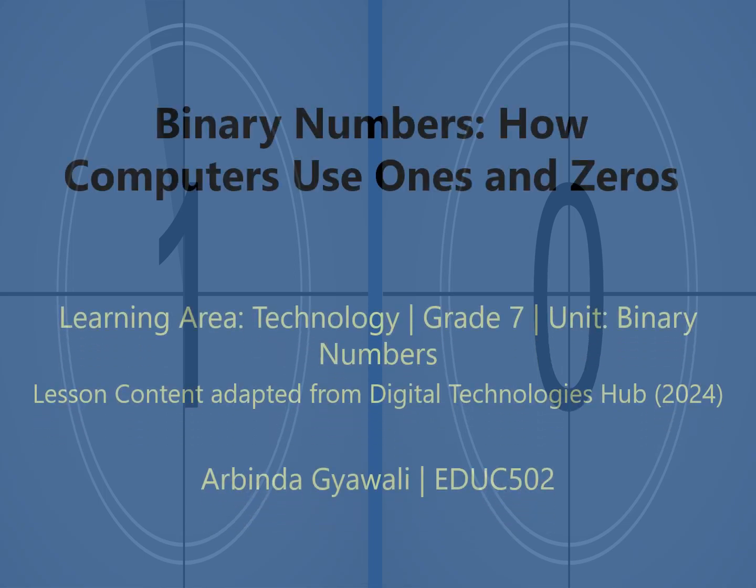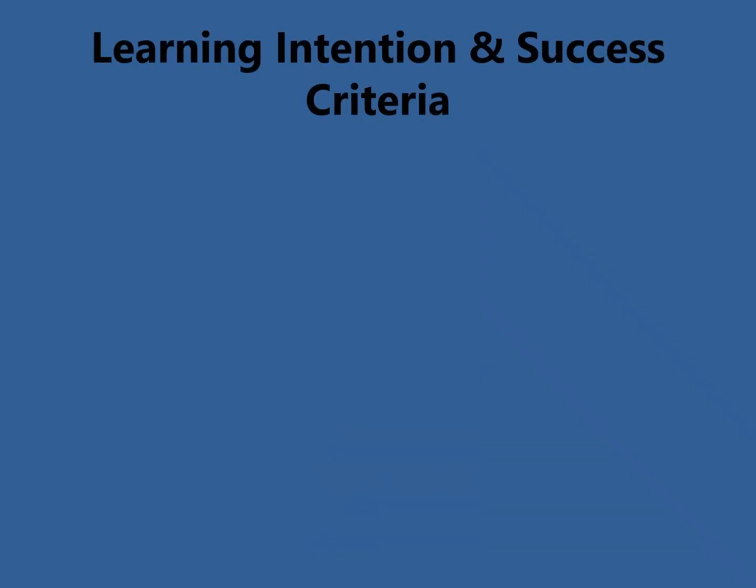Today we are exploring binary numbers, which is how computers use ones and zeros to store and process information. This lesson is for Year 7 technology students and is part of our unit on binary numbers. The content for this lesson is adapted from the Digital Technologies Hub 2024, ensuring it aligns with current curriculum standards.